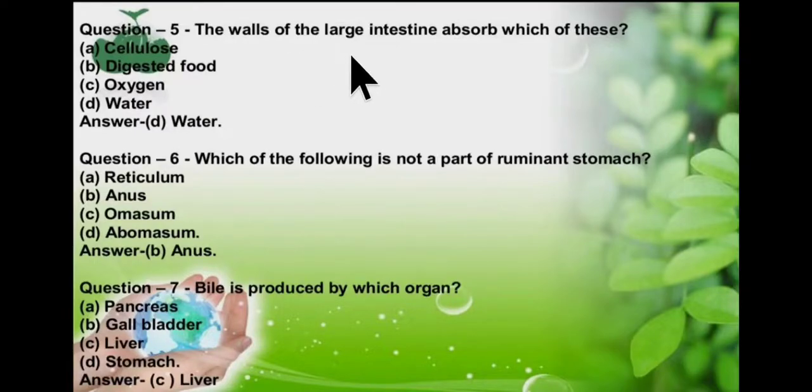Now, the walls of large intestine absorb which of these? So always remember, the walls of the large intestine absorb water. Next, which of the following is not a part of ruminant stomach? That is anus. And last, bile is produced by which organ? Always remember, it is produced by liver, and it is temporarily stored in gallbladder.